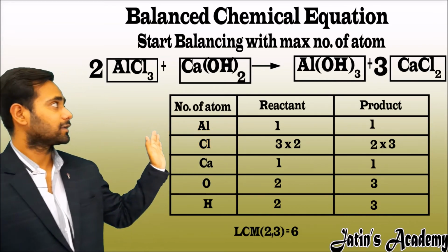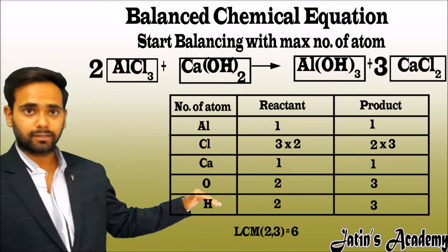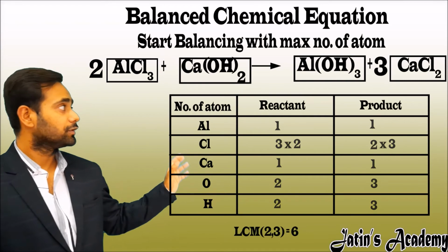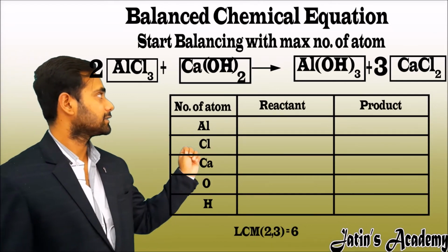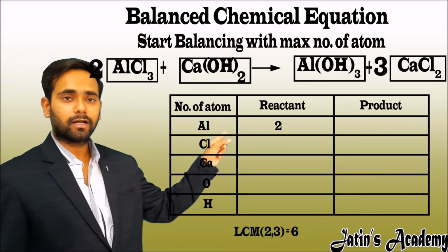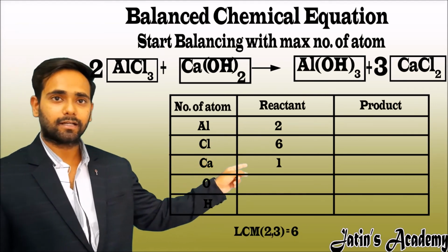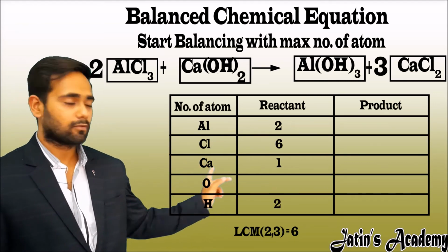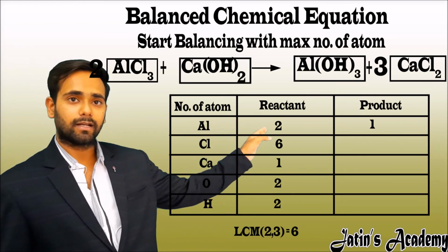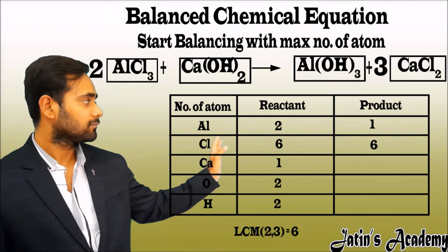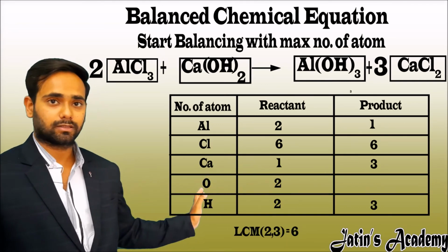Now the number of atoms on the reactant side and product side has changed. Now we have to make another table and fill this table with the new number of atoms. Now count the number of atoms. Here on the reactant side aluminium is of 2 atoms, chlorine is of 6 atoms, calcium is of 1 atom, hydrogen is of 2 atoms, oxygen is of 2 atoms. On the product side aluminium is of 1 atom, chlorine is of 6 atoms, calcium is of 3 atoms, hydrogen is of 3 atoms and oxygen is of 3 atoms.